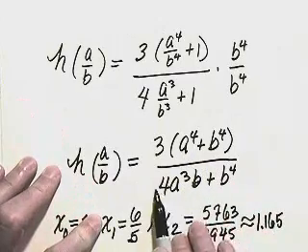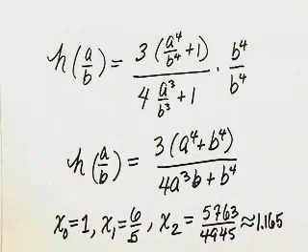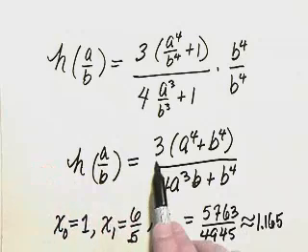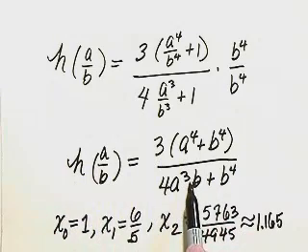We could also factor out a b down here in the denominator. But in any case, notice once I have the h in this form, h of a over b, I'm going to be putting a fraction in and getting a fraction out, you see. And so that makes the procedure kind of run more smoothly.